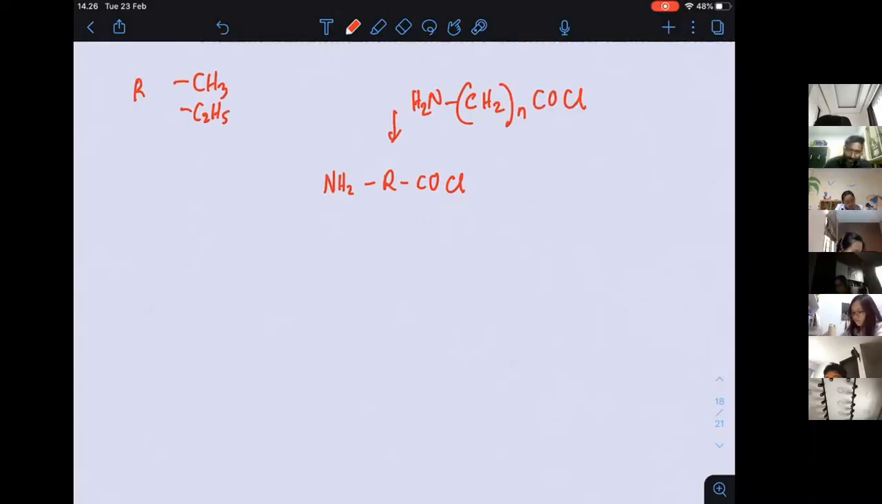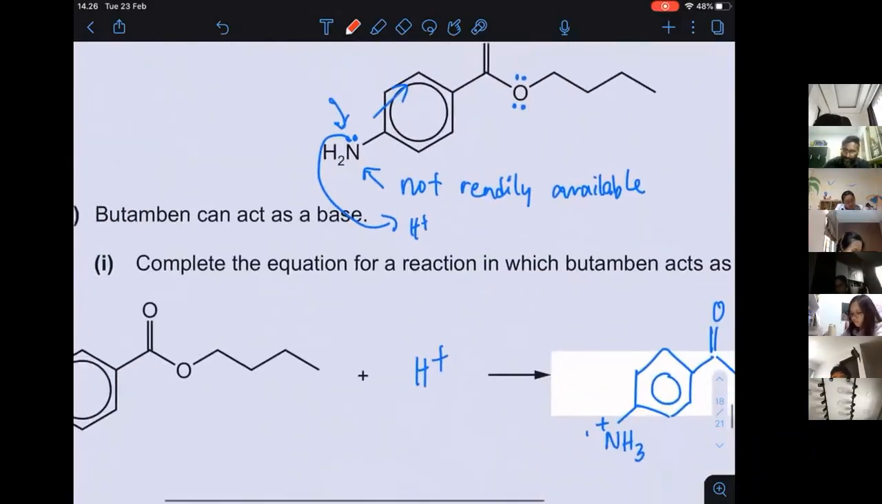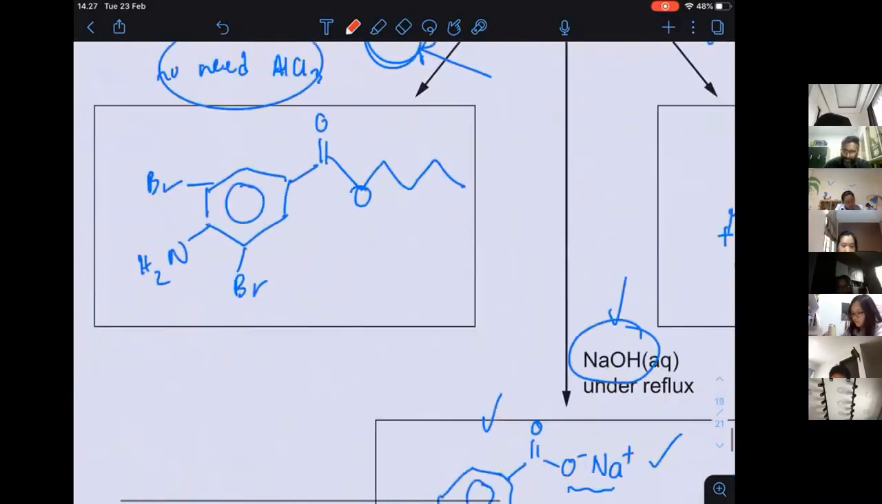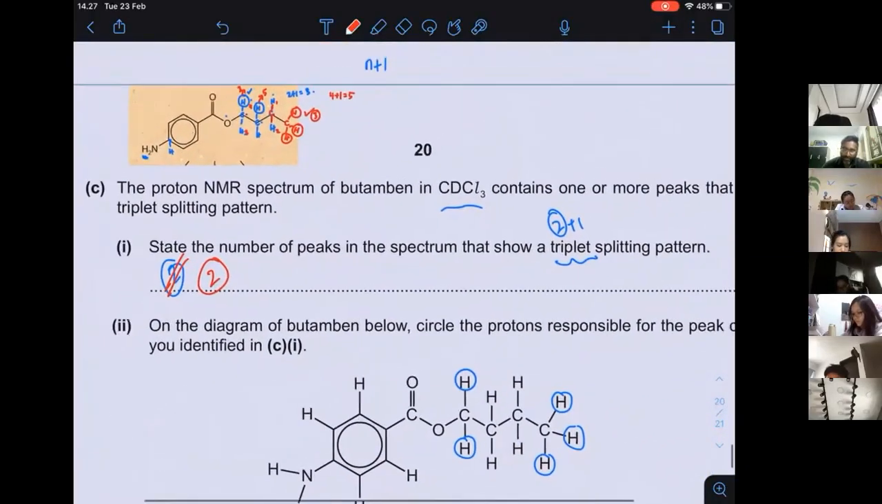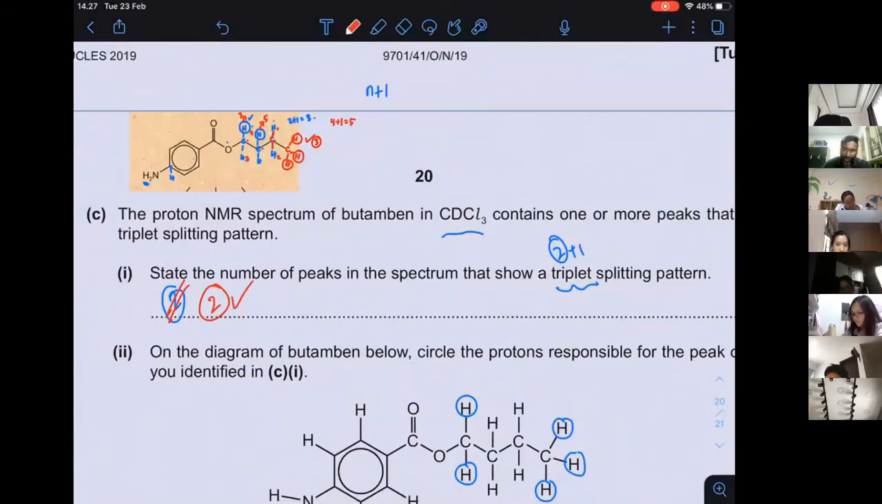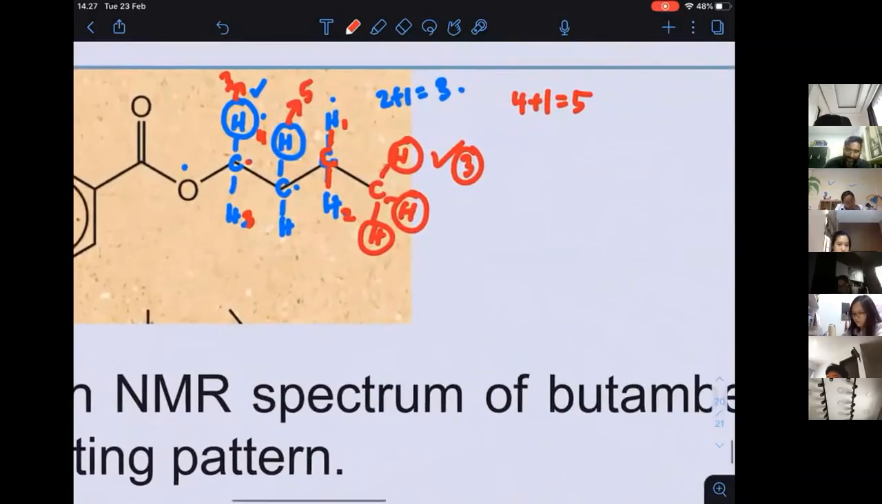Okay, next. Here, I was mentioning this just now. The number of peaks shows a triplet, so you are going to get 2. I hope you understand from this explanation. Yeah, this one and this one.